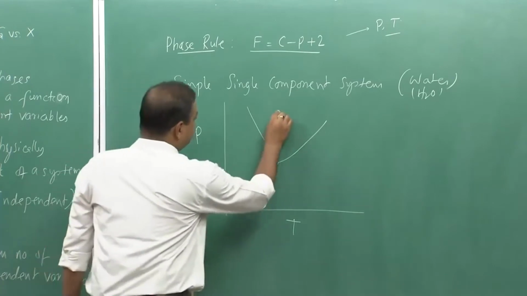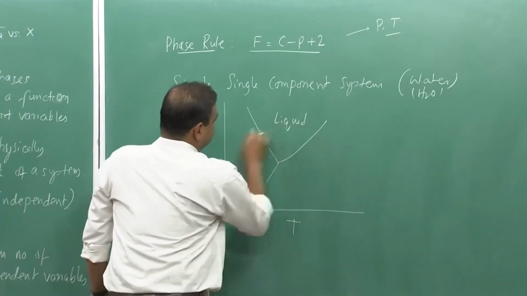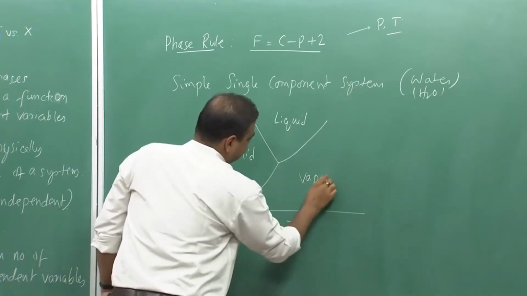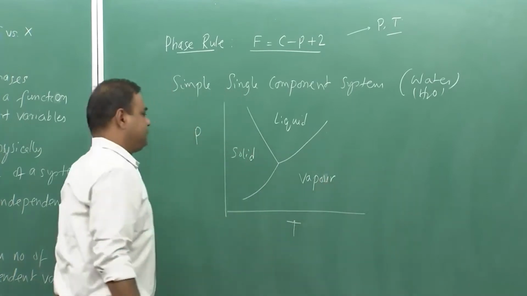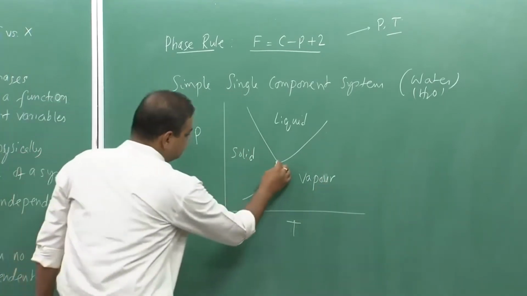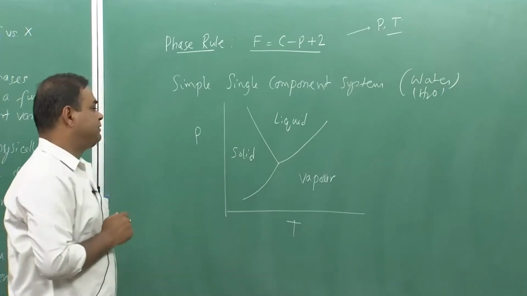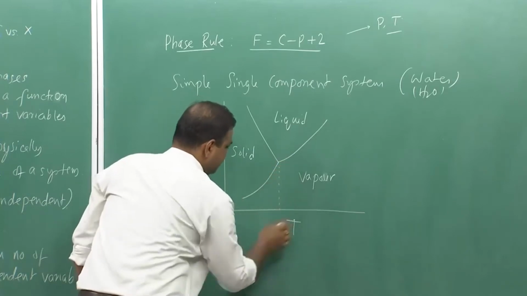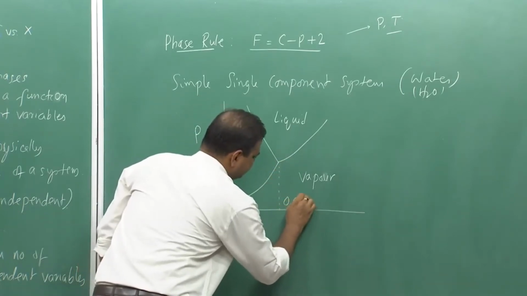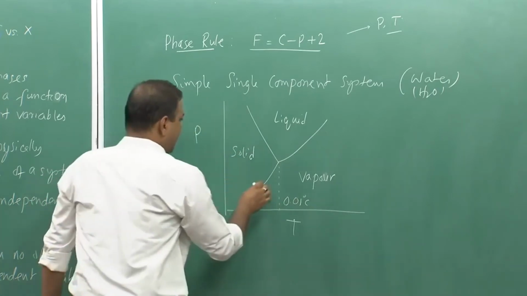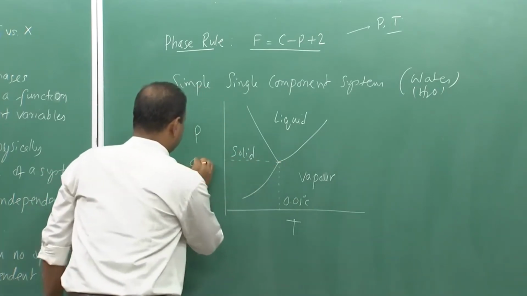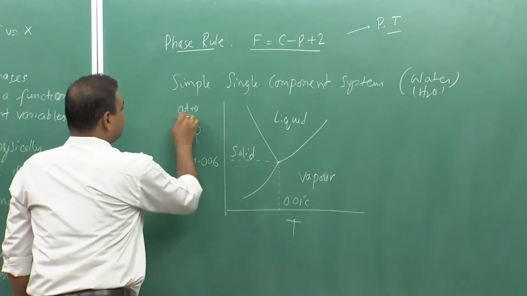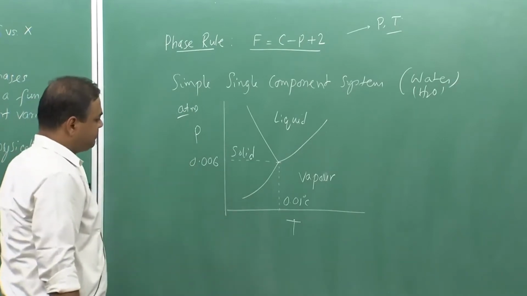And here this is liquid, this is solid, and this is vapor. And now at this particular point, all the solid, liquid, vapor phases can coexist. So, this temperature corresponds to around 0.01 degree Celsius, and the corresponding pressure is around 0.006 atmosphere.